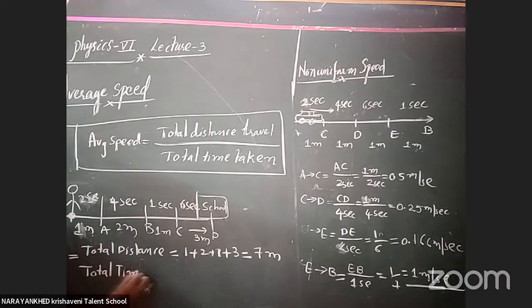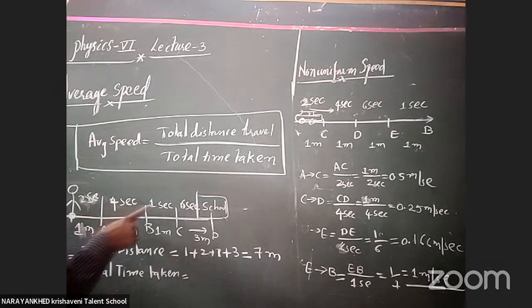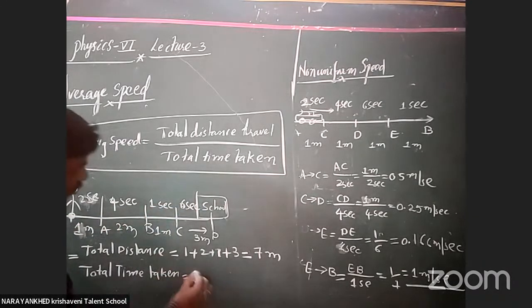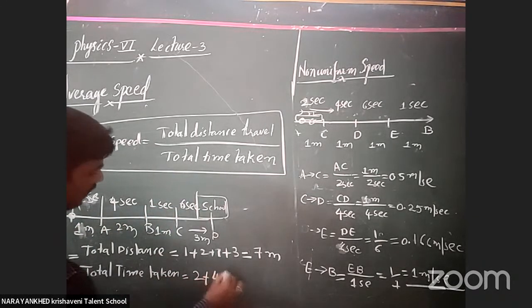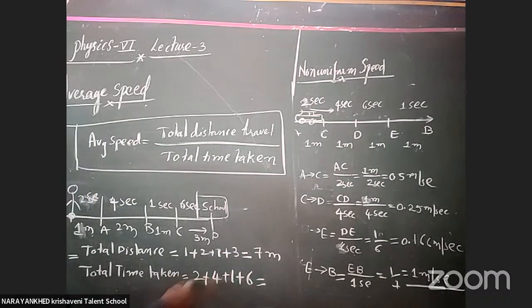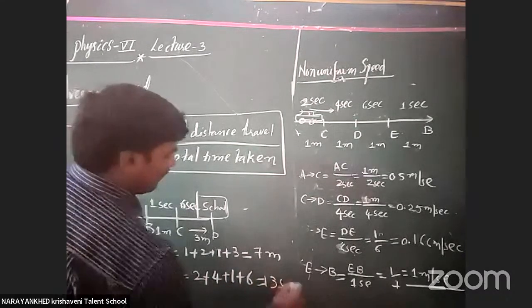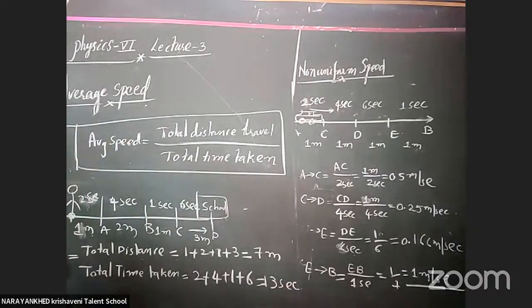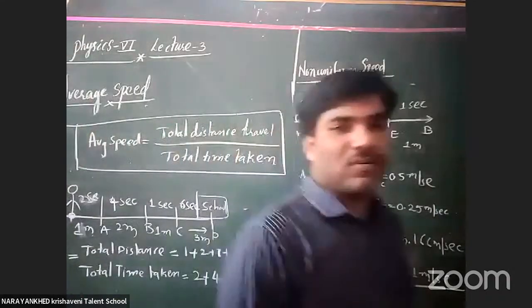The total time taken is equal to 2 seconds, 4 seconds, 1 second, 6 seconds. 2 plus 4 plus 1 plus 6, that is 6 plus 4, 10 plus... 13 seconds. Got it or not? We consider 13 seconds.